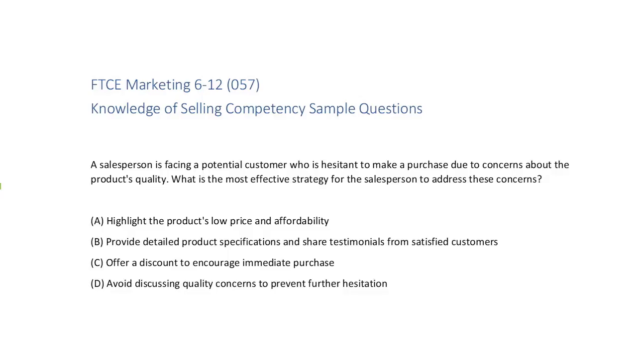A salesperson is facing a potential customer who is hesitant to make a purchase due to concerns about the product's quality. What is the most effective strategy for the salesperson to address these concerns? A, highlight the product's low price and affordability. B, provide detailed product specifications and share testimonials from satisfied customers. C, offer a discount to encourage immediate purchase. Or D, avoid discussing quality concerns to prevent further hesitation.